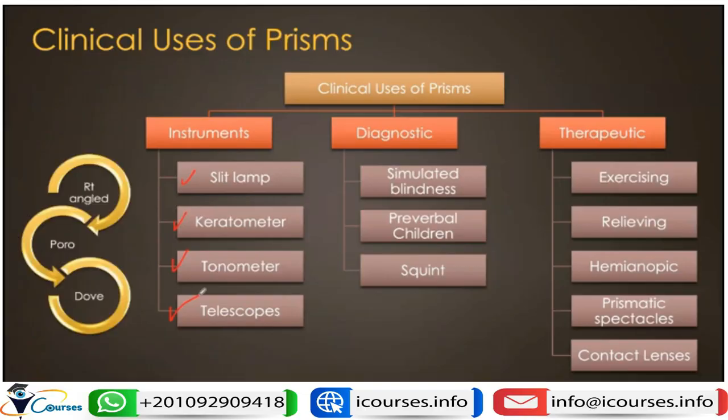And just remember that we said that we use the right-angled prism, the Porro prism, and the Dove prism in order to deviate the light and deviate the image.